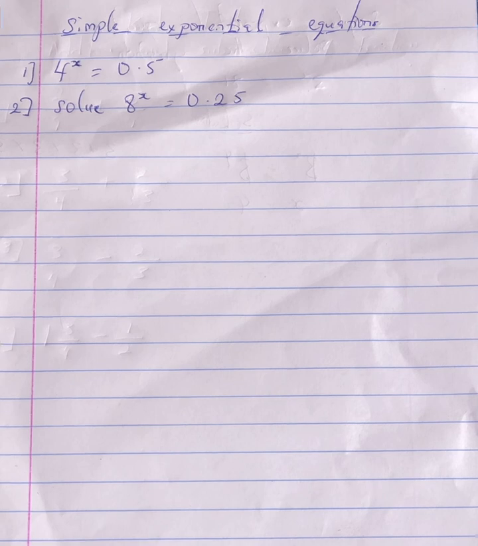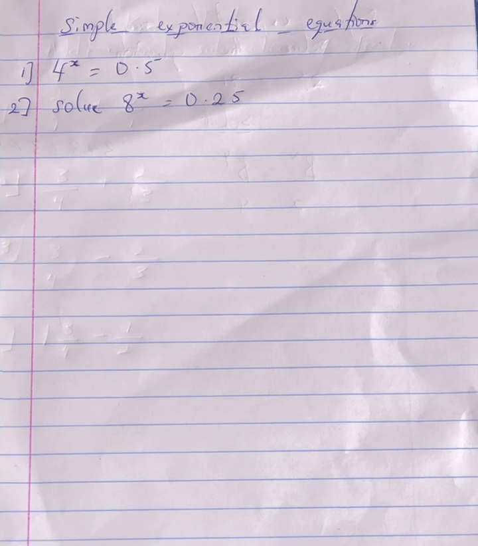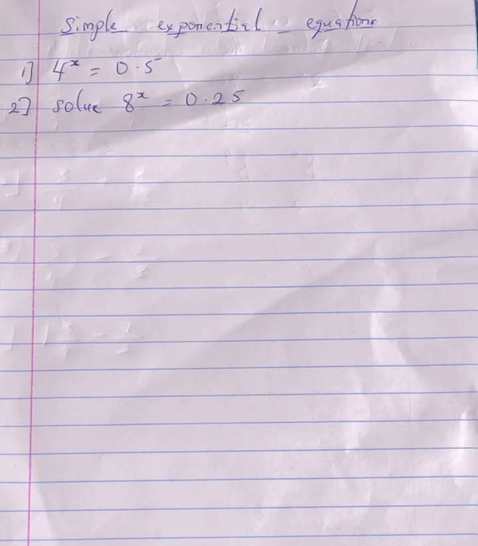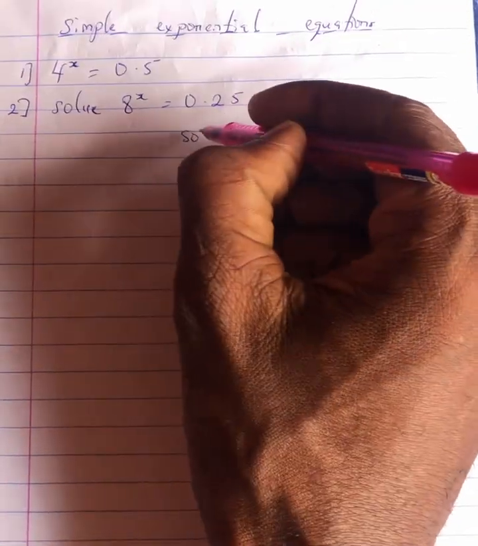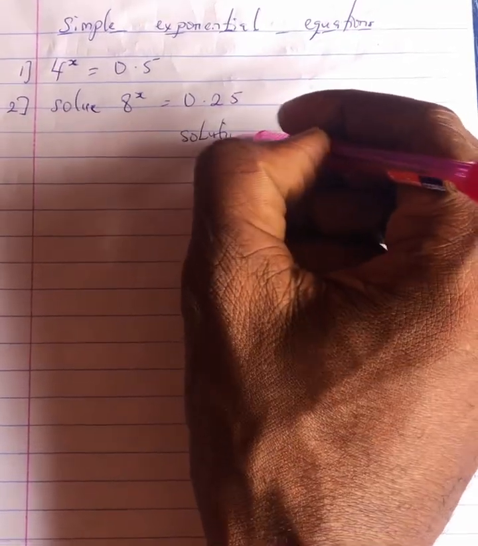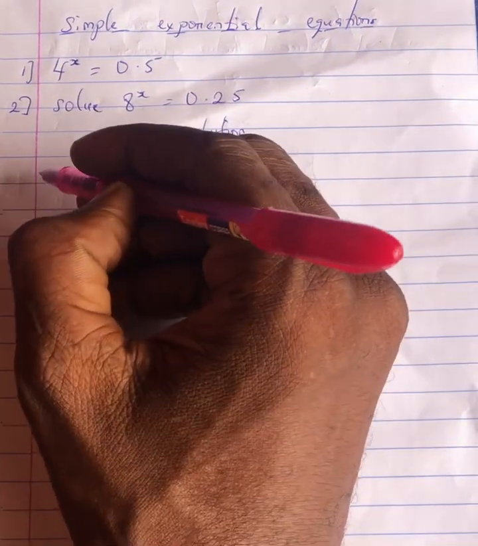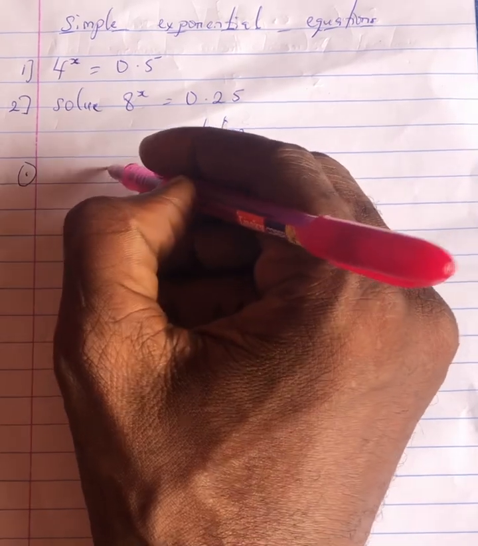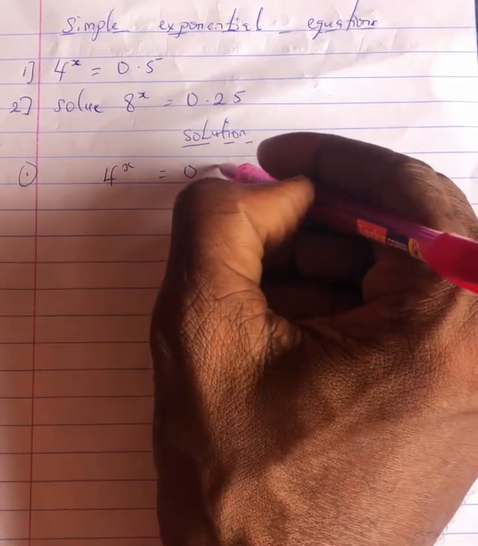So the problem before us is a simple exponential equation. We have 4 raised to power x is equal to 0.5, and also we're asked to solve 8 raised to power x equal to 0.25. For us to solve this, we now say solution. To solve question number 1, we are told that 4 raised to power x is equal to 0.5.